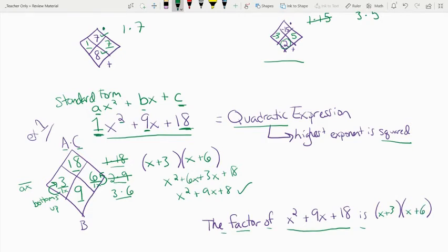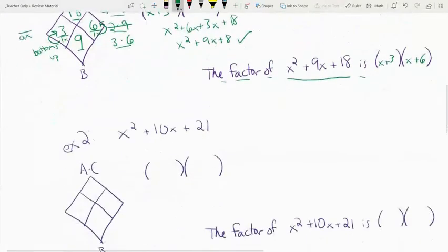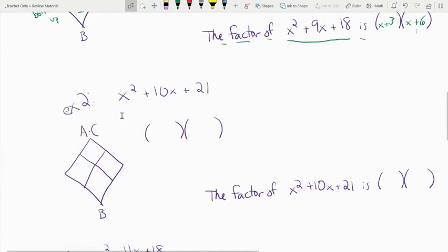Okay, we're going to take a look at 3 more examples. So let's scroll down to the next example. Okay. Now I have x squared plus 10x plus 21. Remember that we need to assign our A, B, and C.